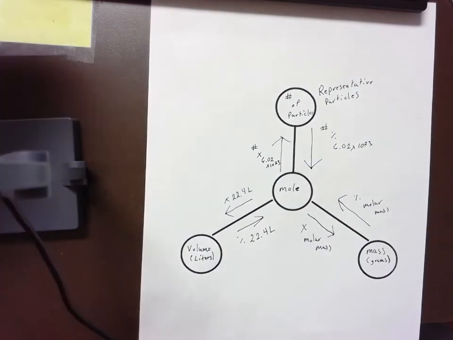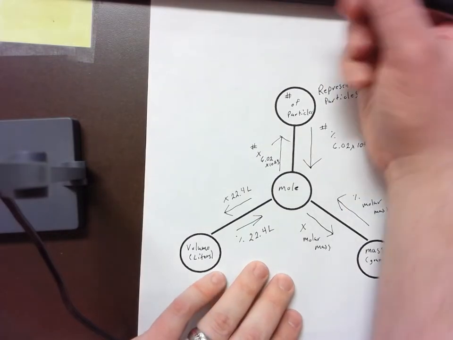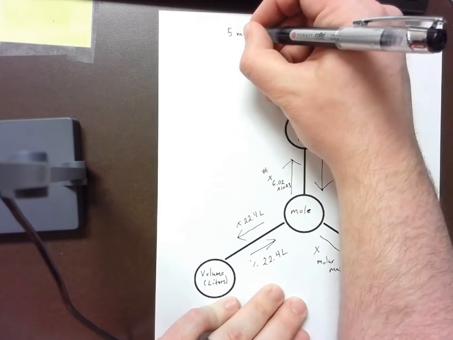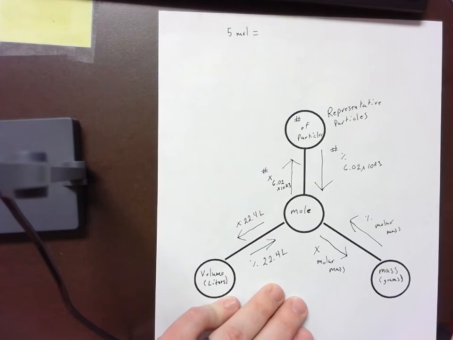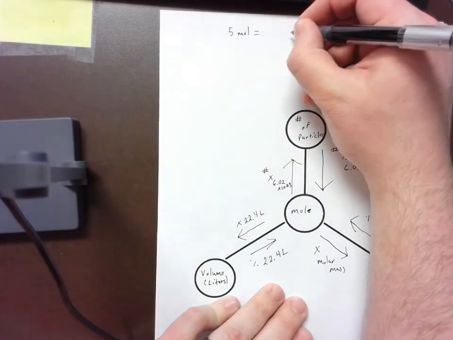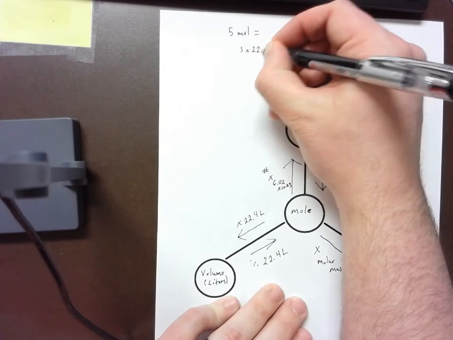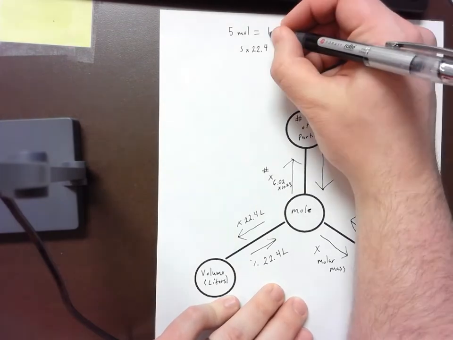So now that we have our molar map, this will be what you can use to remember. If we're looking at 5 moles, we'll just use this as an example. So 5 moles equals how many liters? You do 5 times 22.4, and we get our answer of 112 liters. So that's just an example of that.